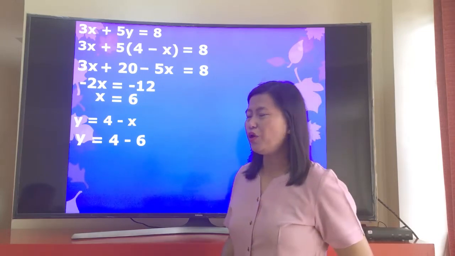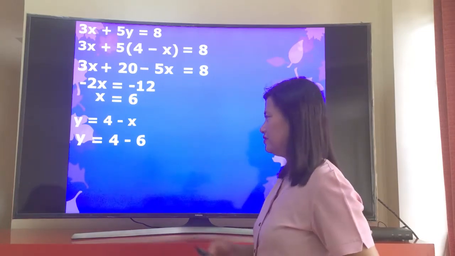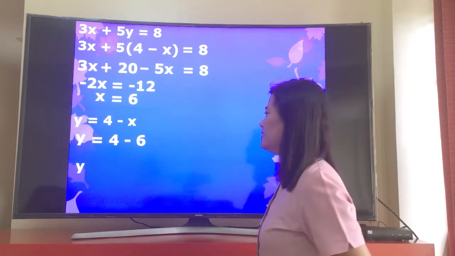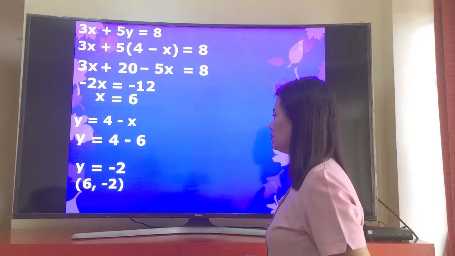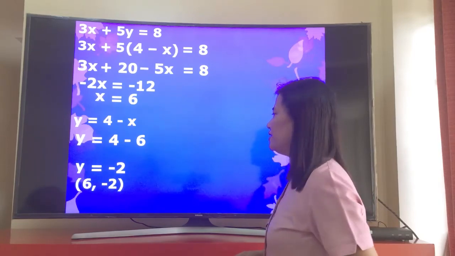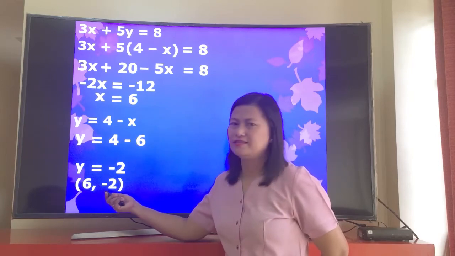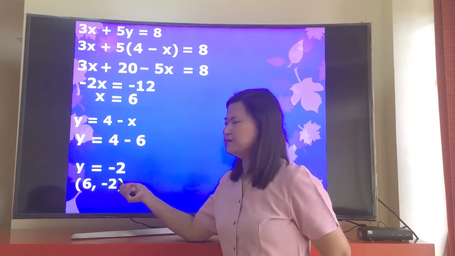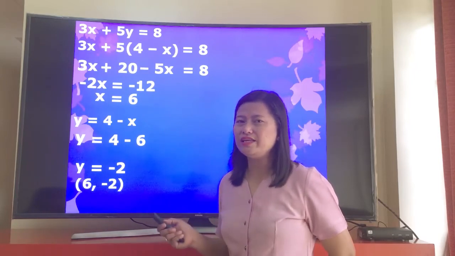So what is the value of y? What is 4 minus 6? It is negative 2. So we have the answer 6, negative 2. Let's check if 6, negative 2 is really the solution.